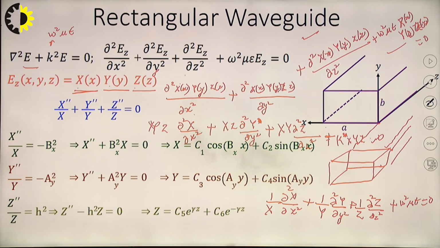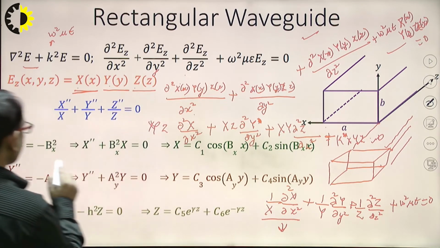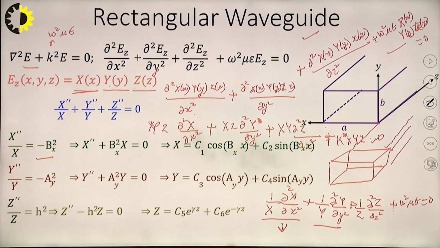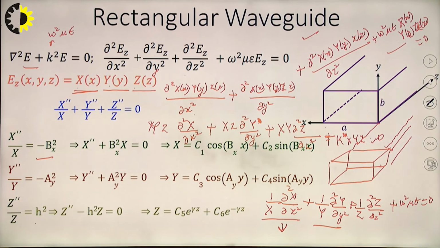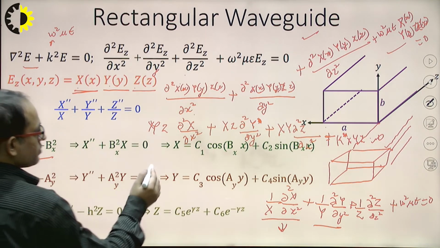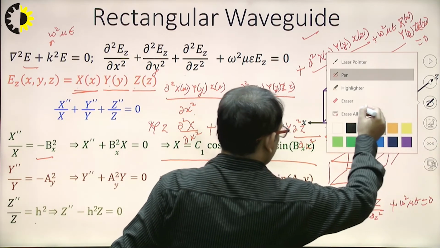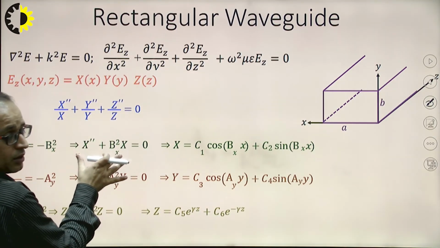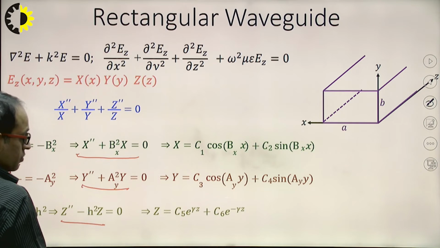Clear? Now see, assume let's say the individual solution of this equation will be equal to minus b square X, and the individual solution of this equation will equal minus a square Y, and similarly this one will be your h square. Now on solving this equation, so let's say the solution will be, this is what, a partial differential equation, and this one is also a partial differential equation, this one is also a partial differential equation.